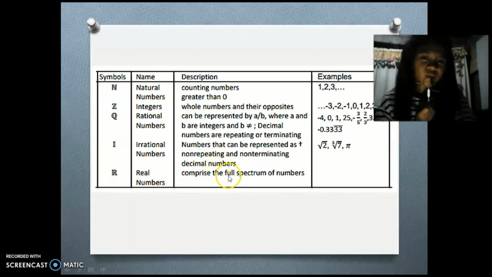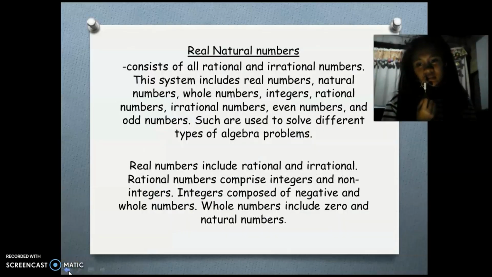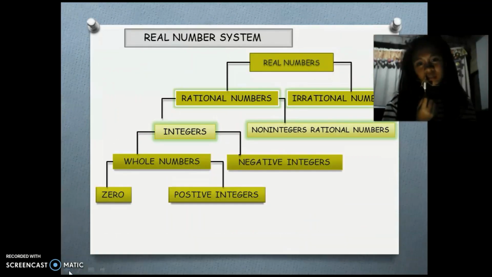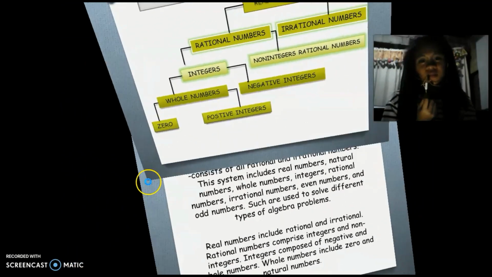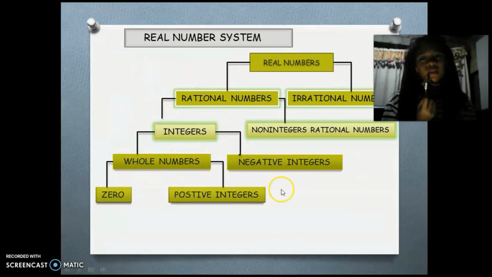Our real number system comprises the full spectrum of numbers. As you can see in our diagram, I will go back to our diagram. This is our real number system, composed of all these numbers.